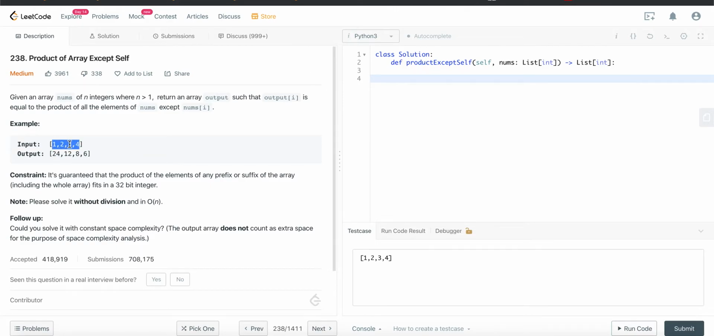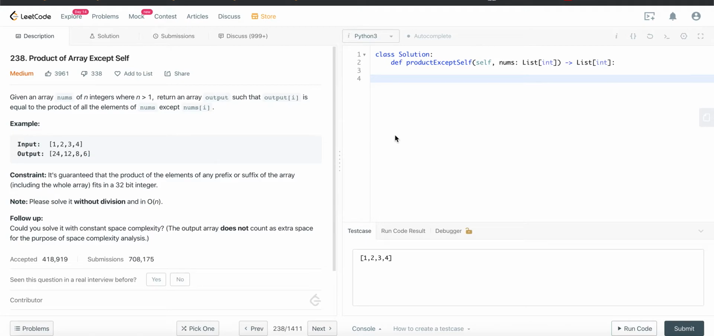of the array. So at index 0, we need to calculate the product of 1 to the end of the array. So 2, 3, 4, it's 24. At 2, we need to calculate 1, 3, 4, it's 12. At 3, we need to calculate 2 into 1 into 4, so it's 8. At 4, we need to calculate 3 into 2 into 1, so it's 6.